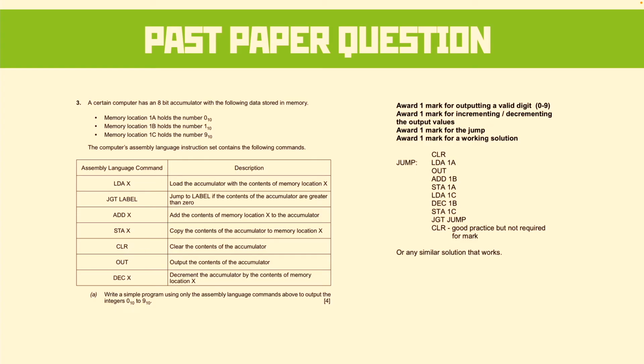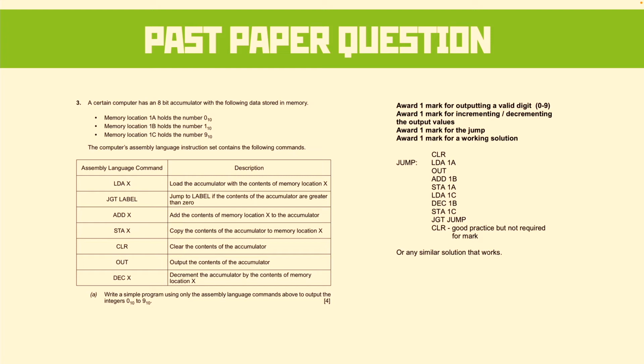So you'll see in this case, what we're doing is clearing the screen. We're loading 1A, which is 0, into memory, outputting it, adding 1B, which is 1, storing it back in 1A, and then loading 1C, which is 9. We're doing DEC then, which is decrementing the accumulator contents. That goes from 9 to 8 and storing it back in there.